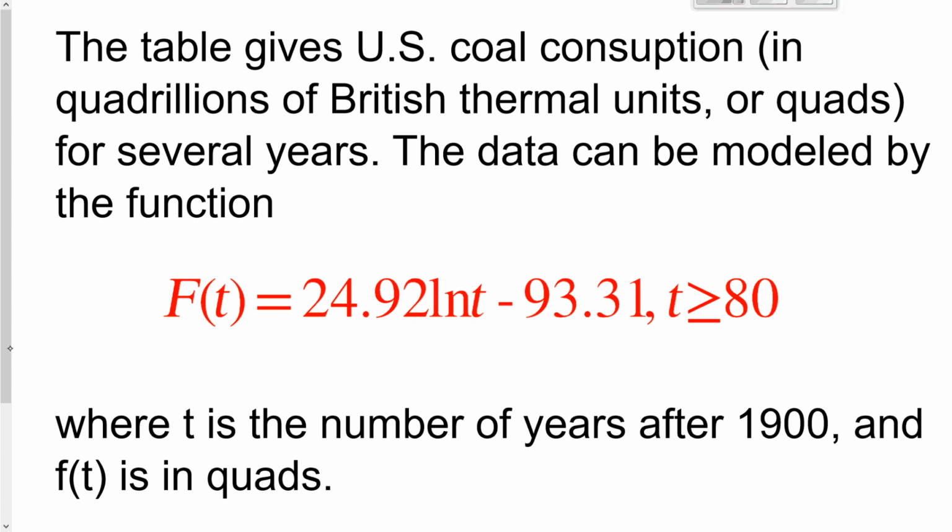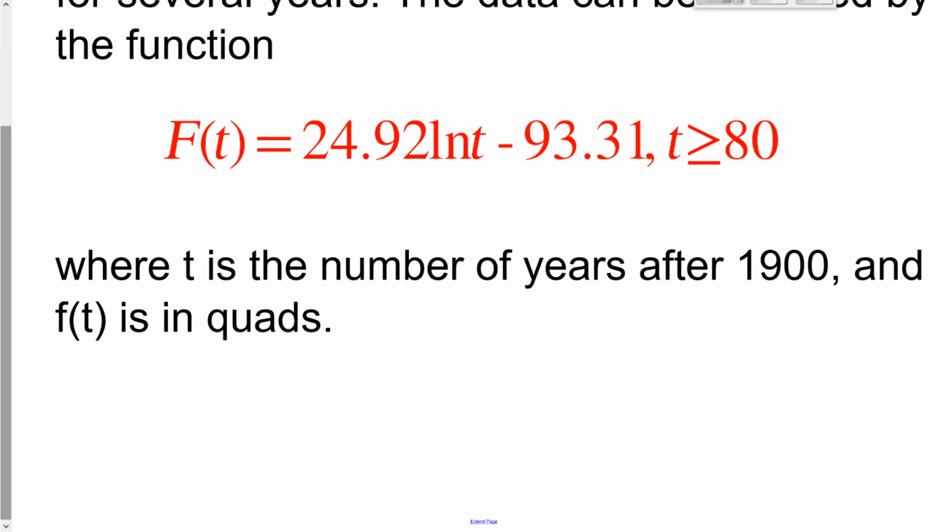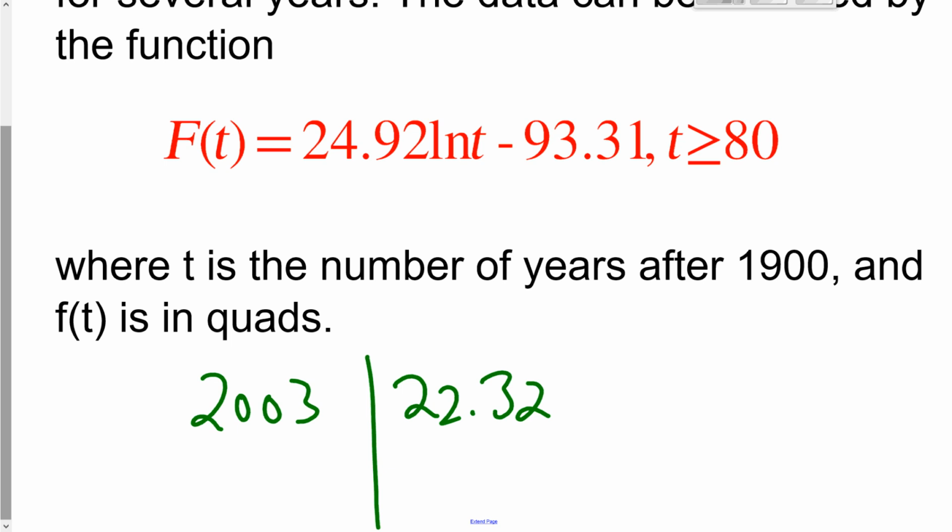So what they're asking for here is we want to find approximately what amount of coal was consumed in the United States in 2003. So we want to find out, okay, in 2003, how much coal was consumed, and how does this figure compare to the actual number of 22.32? So in 2003, the actual number is 22.32. And so we're going to use this formula. We're going to plug in our t here, and t is the number of years after 1900. So how far is 2003 after 1900? Well, that's 103 years, right?